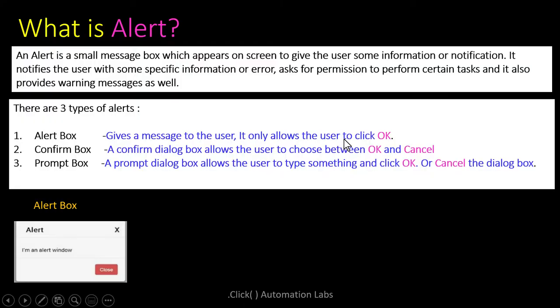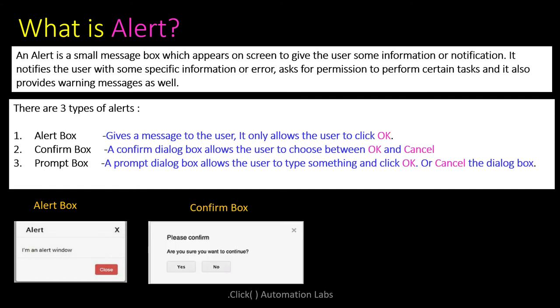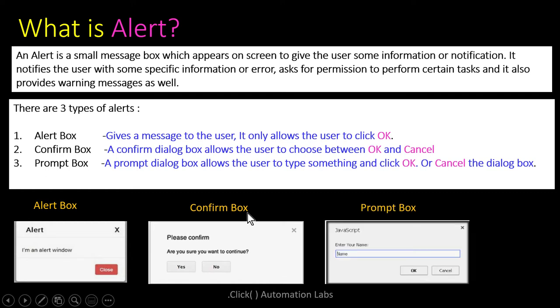This is an alert box, and this is the confirmation box. In the confirmation box, you can see two buttons, yes or no: please confirm, are you sure you want to continue? Here you have options, but in the alert box you don't have an option, you just click OK and that's it. Here you can either accept or dismiss, either yes or no. And the prompt box has OK and cancel, or yes or no, along with some input. You can enter some values. So these are the different types of alerts.